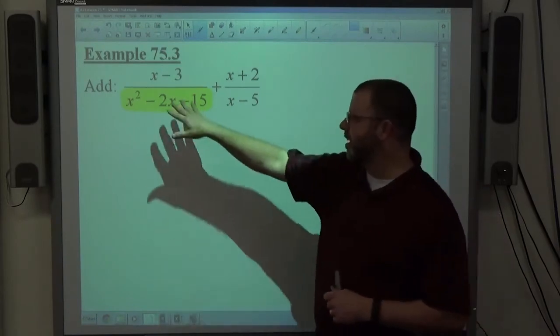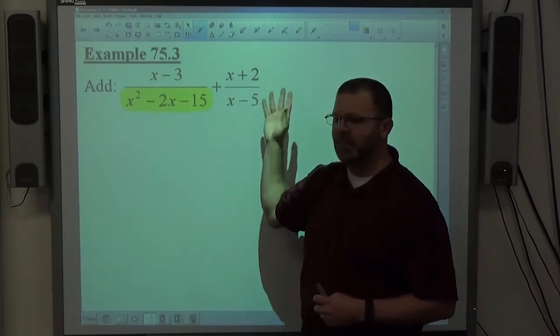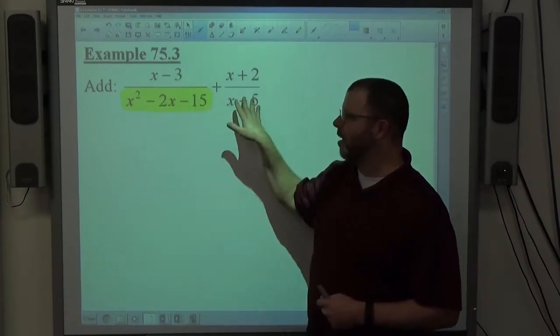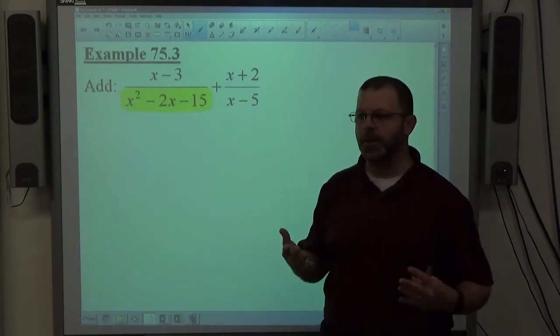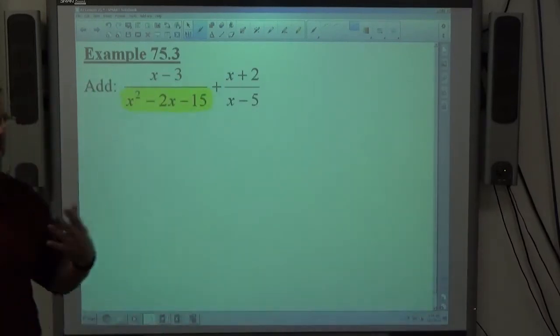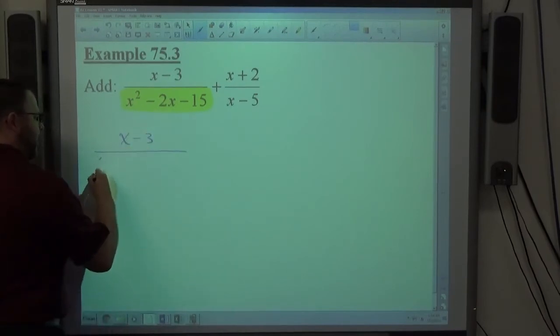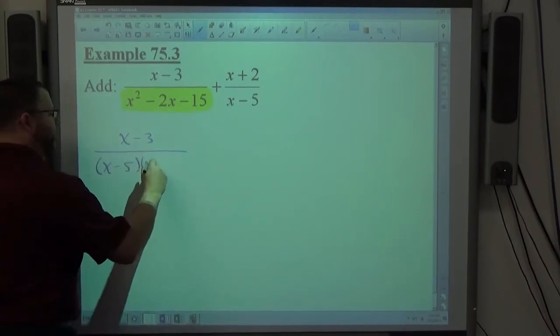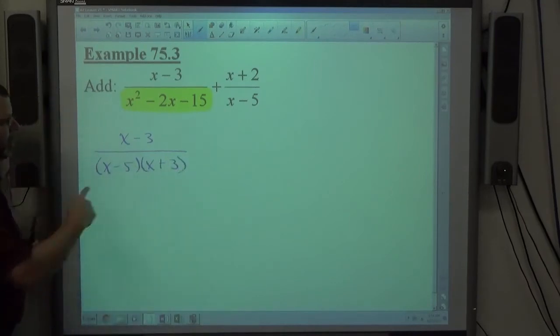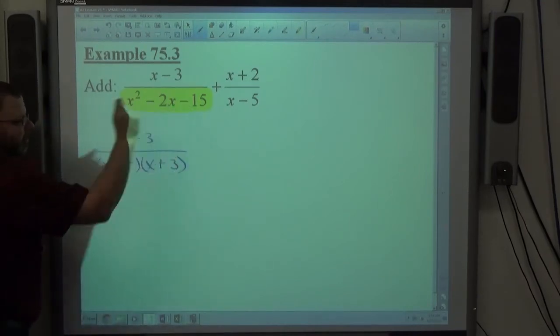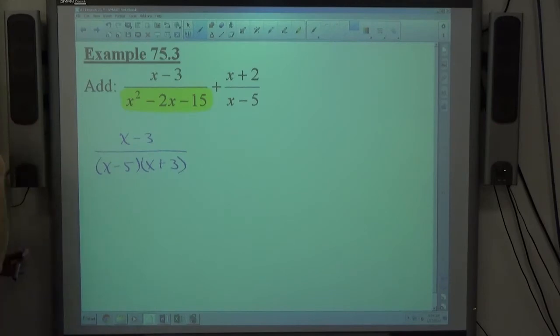All right? If this doesn't factor, or it doesn't match, then this thing times that thing is going to be the common denominator. There's no way around it. But again, if it is factorable and you have some matching factors, it's worth doing. So x minus 3 on top, (x minus 5) times (x plus 3) on the bottom. Negative 5 times 3 makes negative 15. Negative 5 plus 3 makes negative 2, so that's the correct factored form for that.